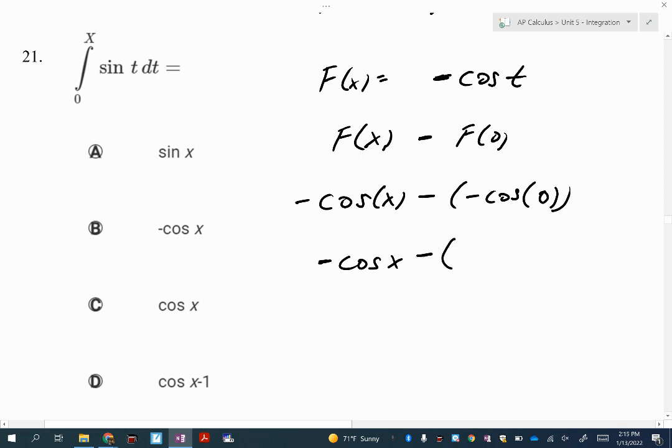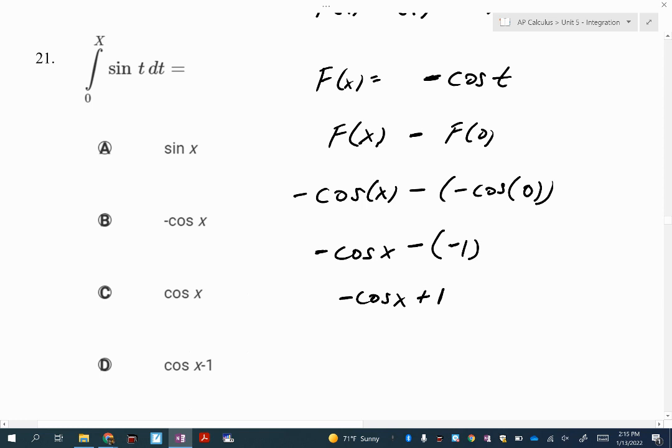Now watch what happens here. Cosine of 0, right, if you do your quadrantals again, cosine of 0 is 1. So the opposite of 1 is negative 1. Subtracting a negative makes that addition. So that's my answer. If you notice, I don't have that except for answer choice D. You can rearrange this to be 1 minus cosine x. All right? Or hold on a second.